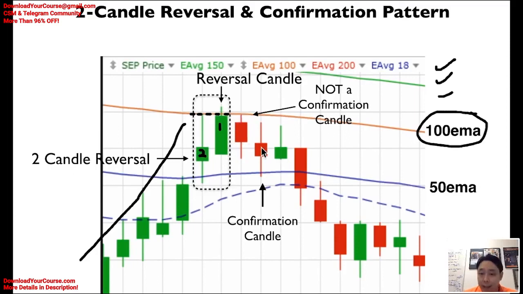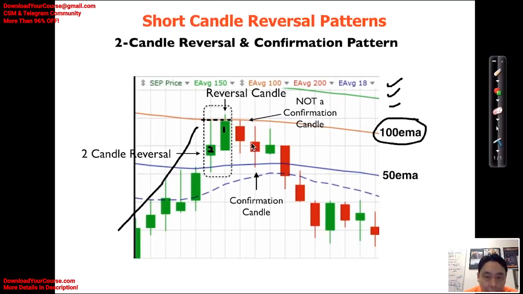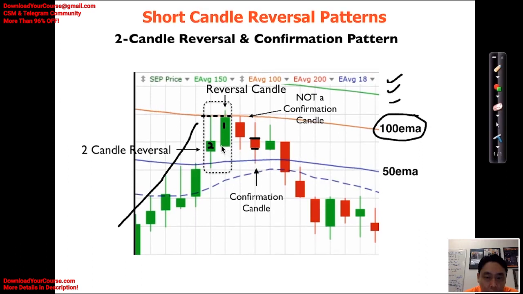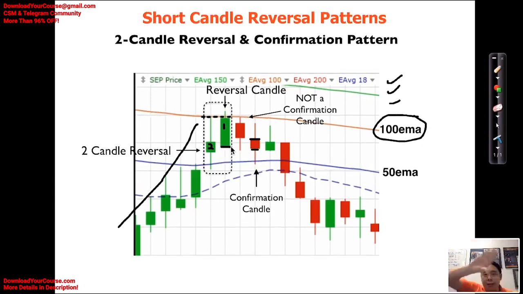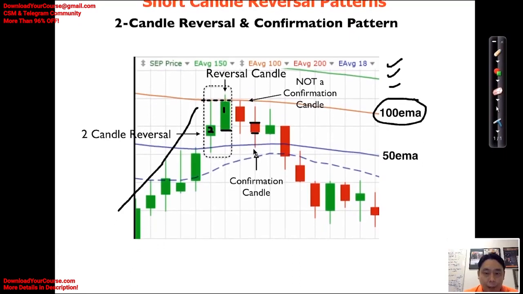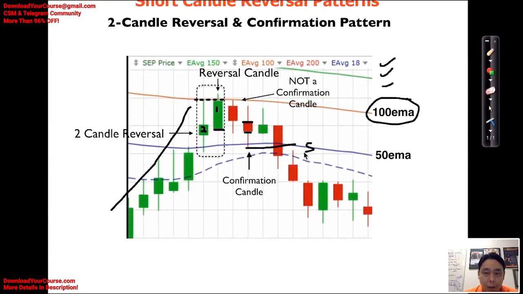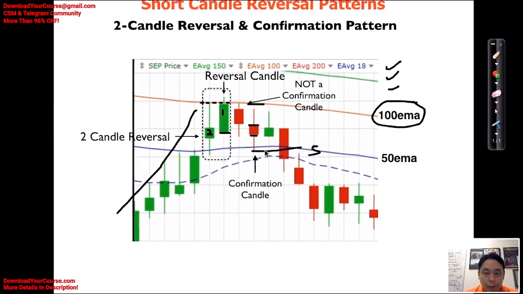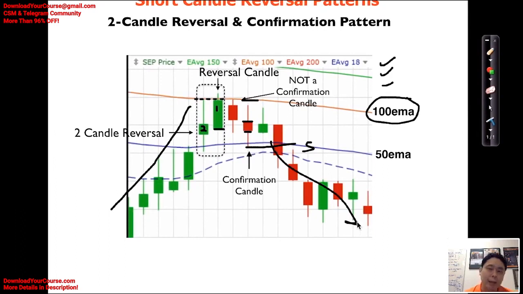Now the next day, it confirms, right? Because the next day, what happens? The price opens here and closes below the low of this candle. So it shows that it has now reversed, right? And we can take a trade by placing a sell order here and a stop loss here to capture the trade going down. And again, I'll show you exactly where to place your entry price and your stop loss orders in the next part of the lesson. All right?